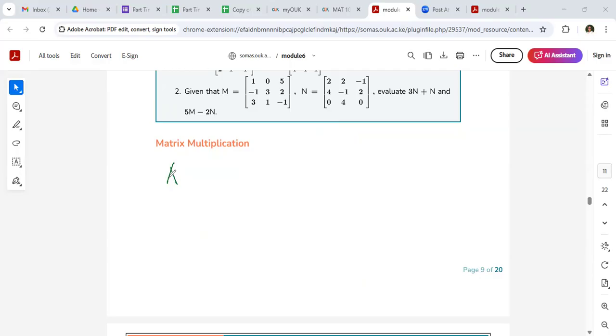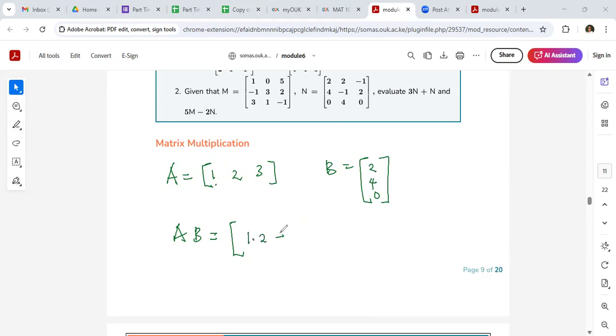For example, let me take this row matrix. I have my row matrix 1, 2, 3. And I have my column matrix 2, 4, 0. And I want to multiply the two matrices, A multiplied by B. So to multiply A by B, I need to find sums of products of corresponding elements. So 1 multiplied by 2 plus 2 multiplied by 4 plus 3 multiplied by 0.